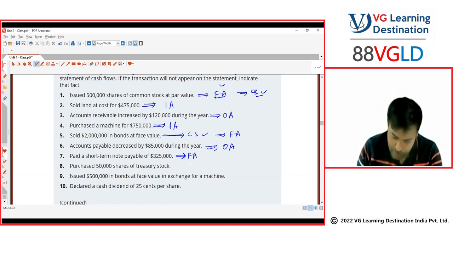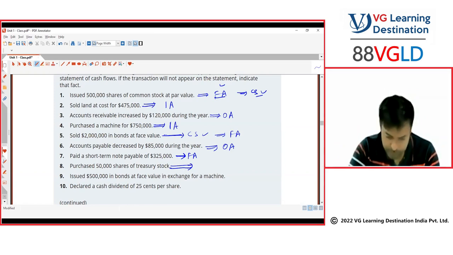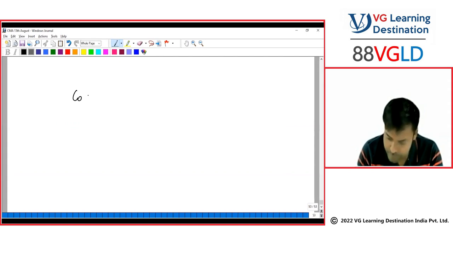How about purchase of the treasury stock? What is treasury stock, guys? We understand what is treasury stock. What is treasury stock, everyone? So this is the company, guys. Buyback, right? Bought shares, basically.